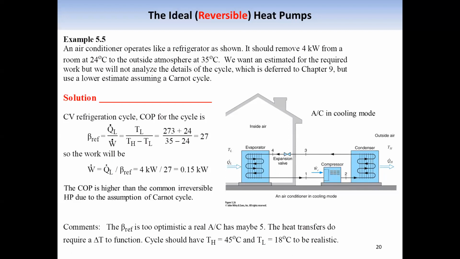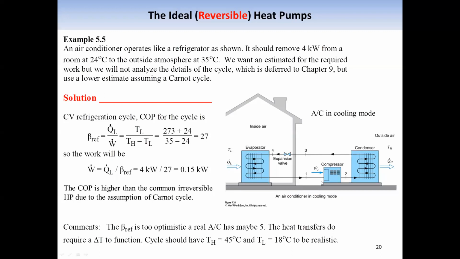If the air conditioner is operated in the ideal condition, and if the house is kept at 24 degrees C and its environment is at 35 degrees C, if we further assume that 4 kilowatts of energy is needed to maintain the house at 24 degrees C, then we are asked to estimate the work required for this compressor.